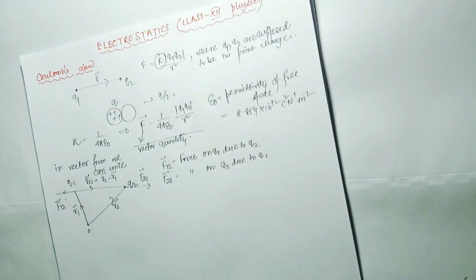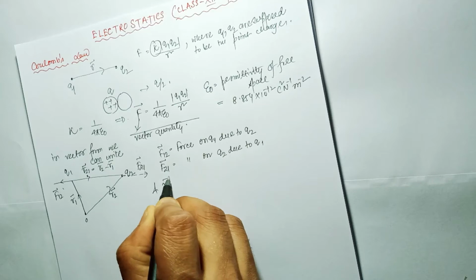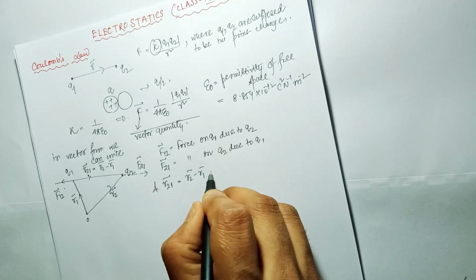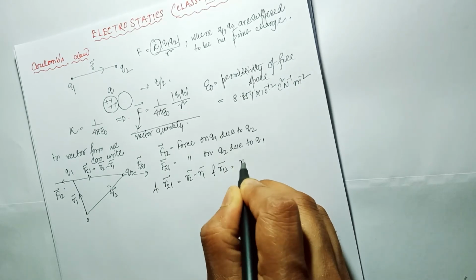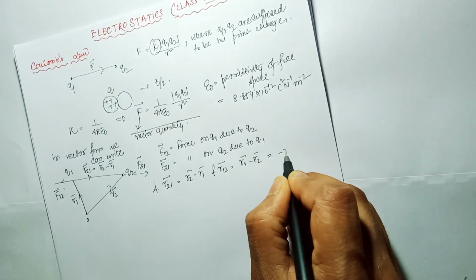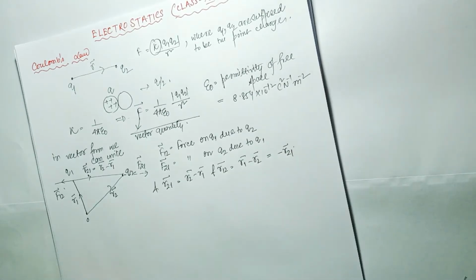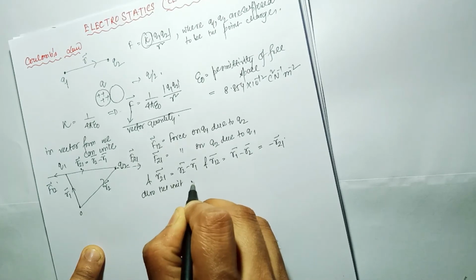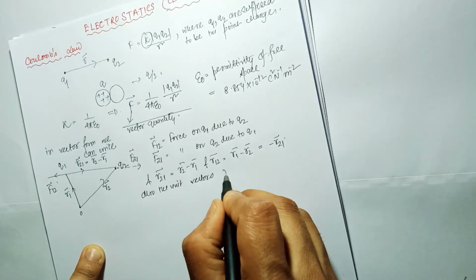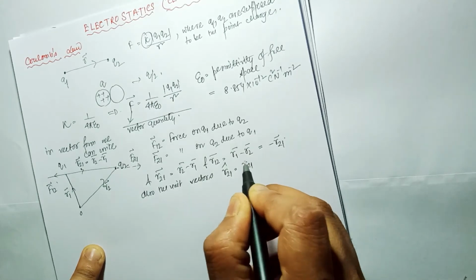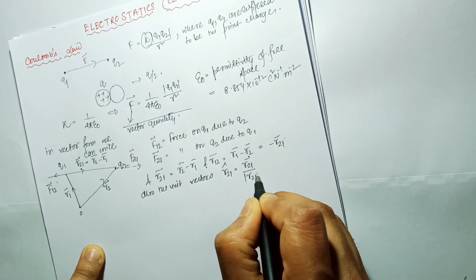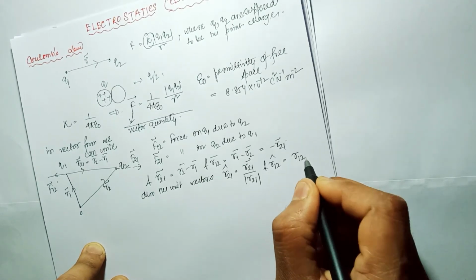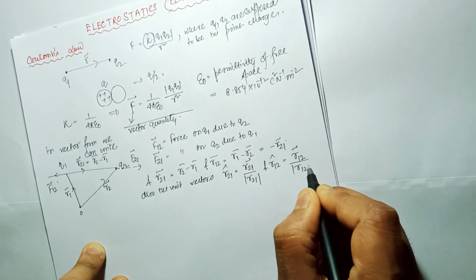And we can write r21, this is the distance vector, is equal to r2 minus r1, and r12 is equal to r1 minus r2, is equal to minus r21. This we can write. And also the unit vectors will be r21 cap is equal to r21 vector divided by modulus of r21, and r12 cap is equal to r12 vector divided by modulus of r12.